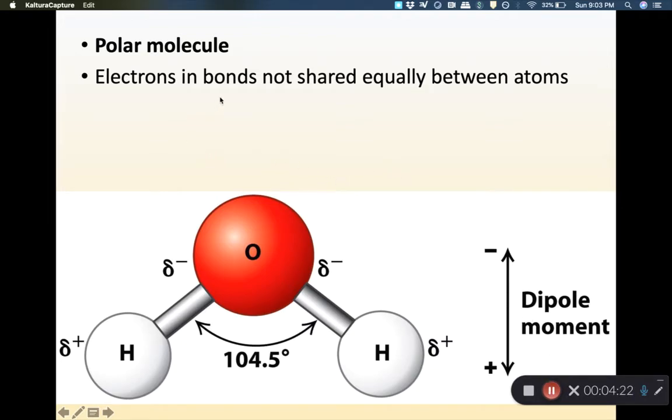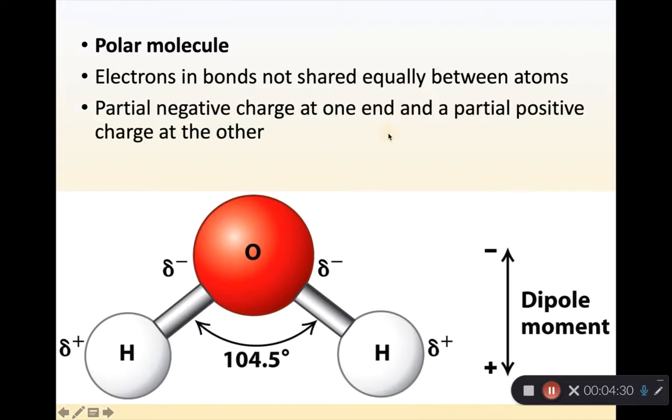So, what do I mean when I say that water is polar? Essentially, what that's saying is that the electrons in the bonds are not shared equally between the atoms. It creates a partial negative charge at one end and a partial positive charge at the other. And this again is what makes this molecule sticky and able to bond with both other water molecules and other molecules.